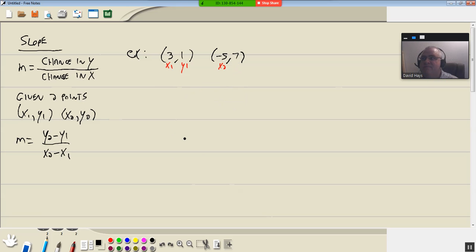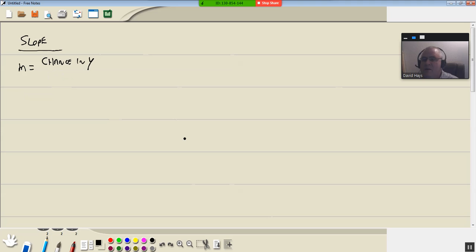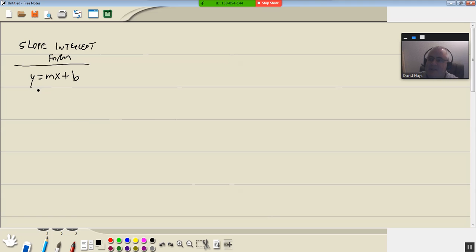Let me erase this. So our slope-intercept form is y is equal to mx plus b. Y is by itself. Now it could be y, or you could put f of x there. And then we got m times x plus b. M and b are numbers. M is our slope, and b is our y-intercept.